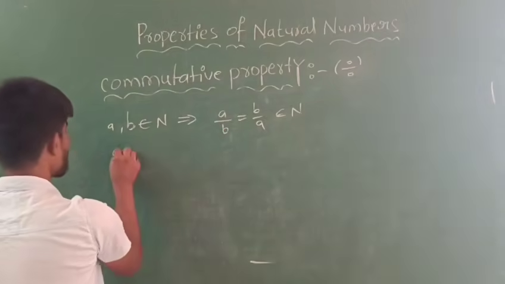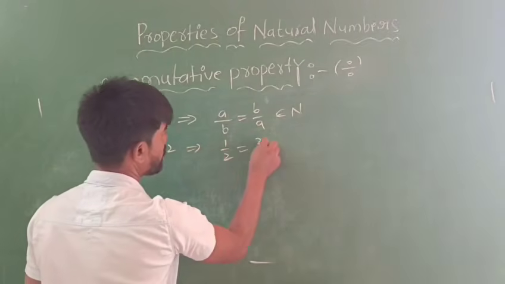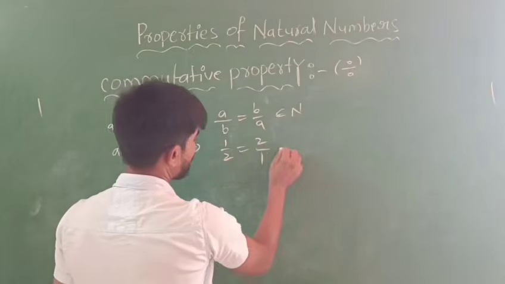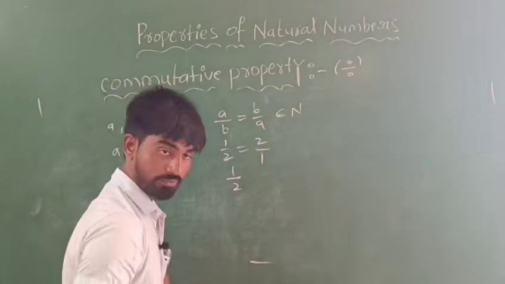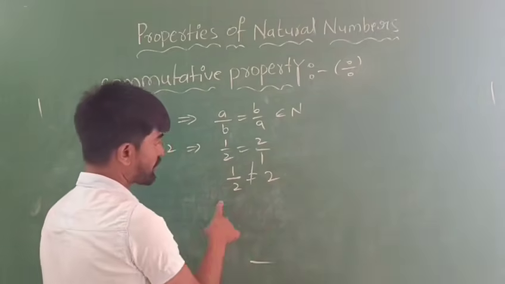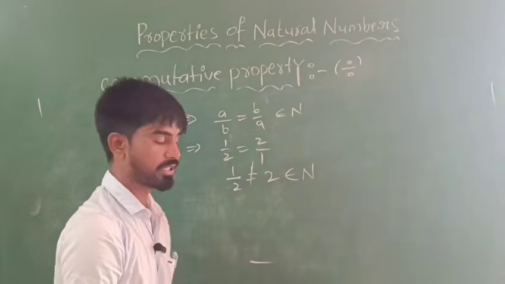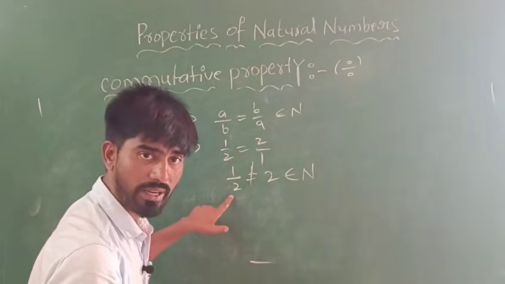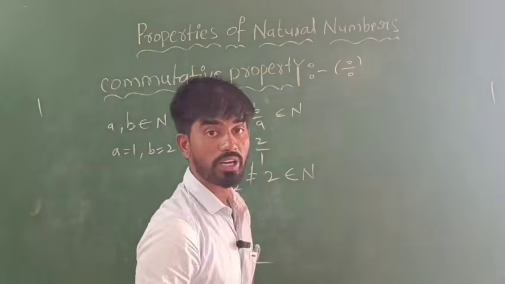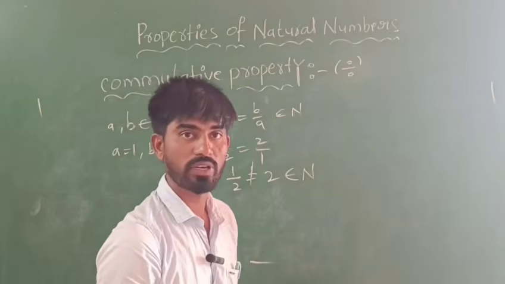Let us take a is equal to 1, b is equal to 2. That implies 1 by 2 is equal to 2 by 1. What will happen? 1 by 2 is a fraction, and 2 by 1 is nothing but 2. Half does not equal 2. This also does not belong to natural numbers, because a fraction is not a natural number. That's why the commutative property under division does not follow in natural numbers.